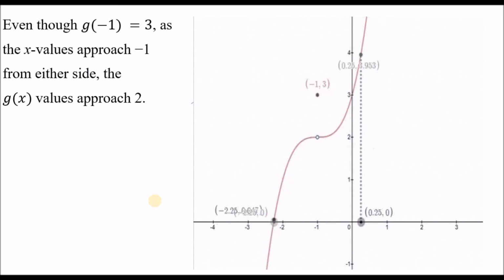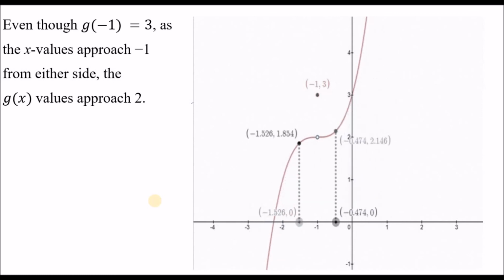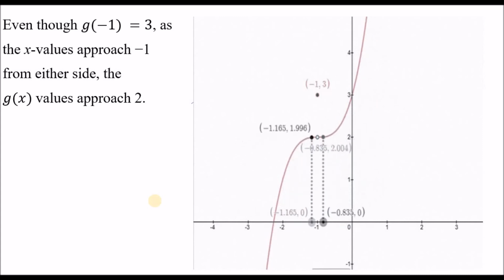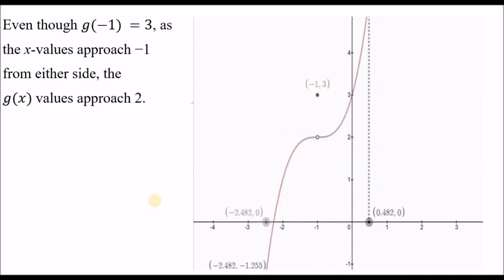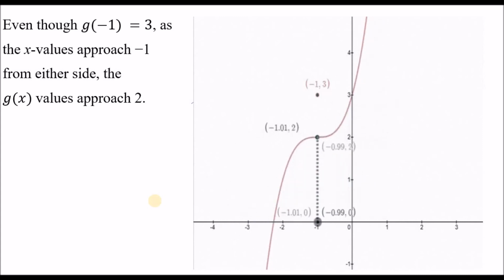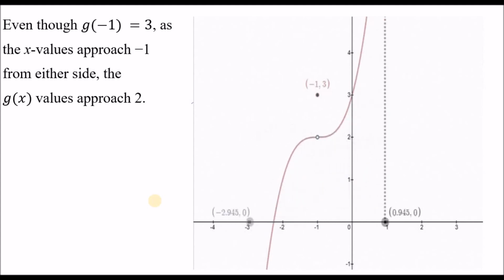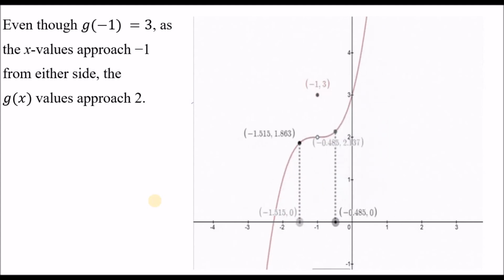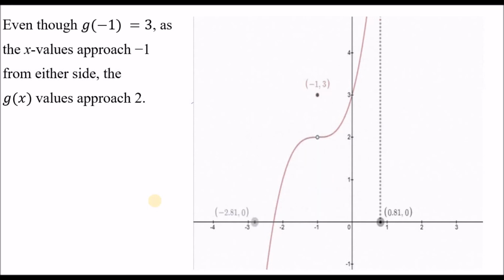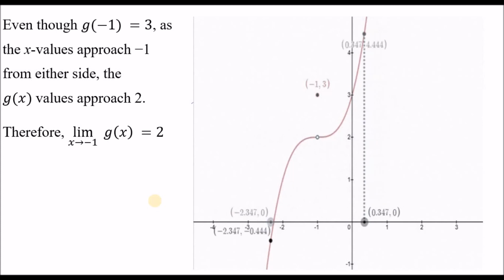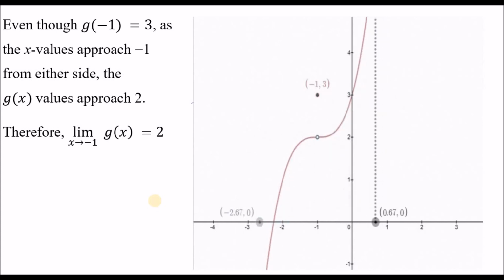As you notice here, g at -1 is equal to 3. And as the values of x approach -1 from above, g of x values approach 2. As x values approach -1 from below, g of x values approach the value of 2, as you can see from the illustration here. Therefore, I can see that the limit of g of x is equal to 2.